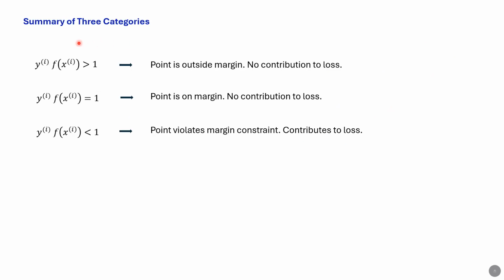Now we can summarize our results. There are 3 categories. If y times f of x is greater than 1, then the data point is outside the margin and makes no contribution to hinge loss. If it is 1, then the point is on the margin and makes no contribution to hinge loss. Again, if it is less than 1, then the point violates the margin constraint and it contributes to hinge loss.